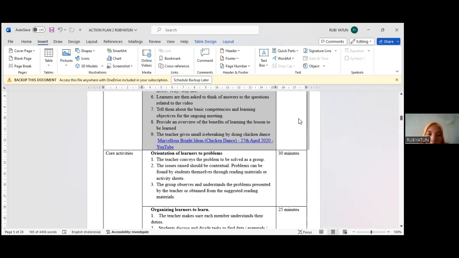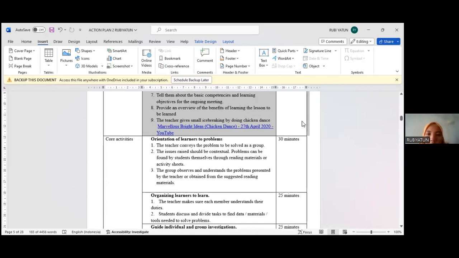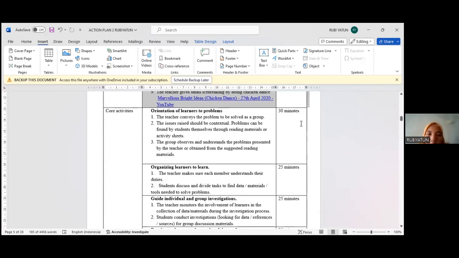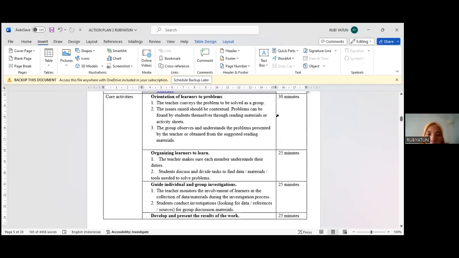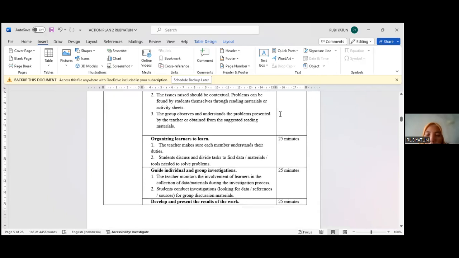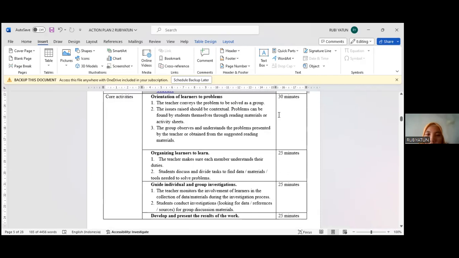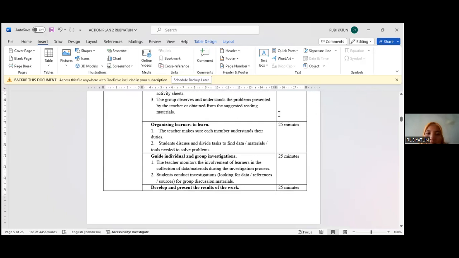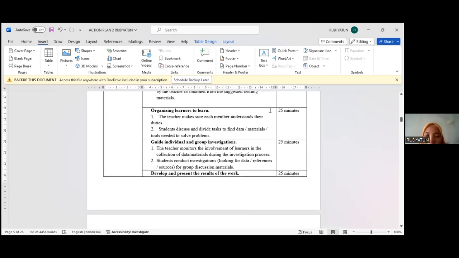The teacher tells them about the basic competencies and learning objectives for the ongoing meeting, and provides an overview of the benefit of learning the lesson. And then the teacher gives a small ice breaking by doing the chicken dance. And then the core activities, because using problem-based learning, the first is orientation of learners to the problem, but still to be modified again after this one. I want to present to get some improvement from the others.